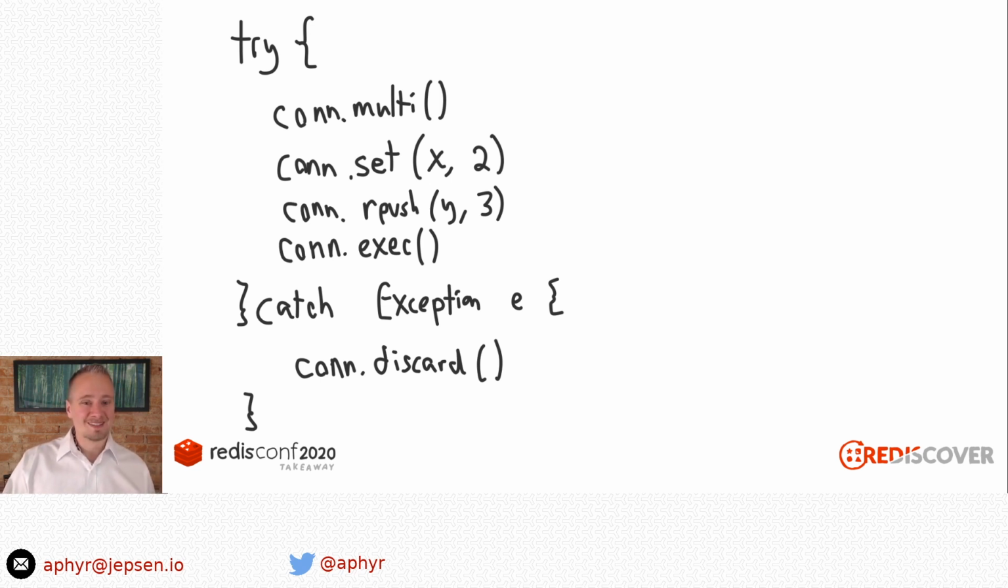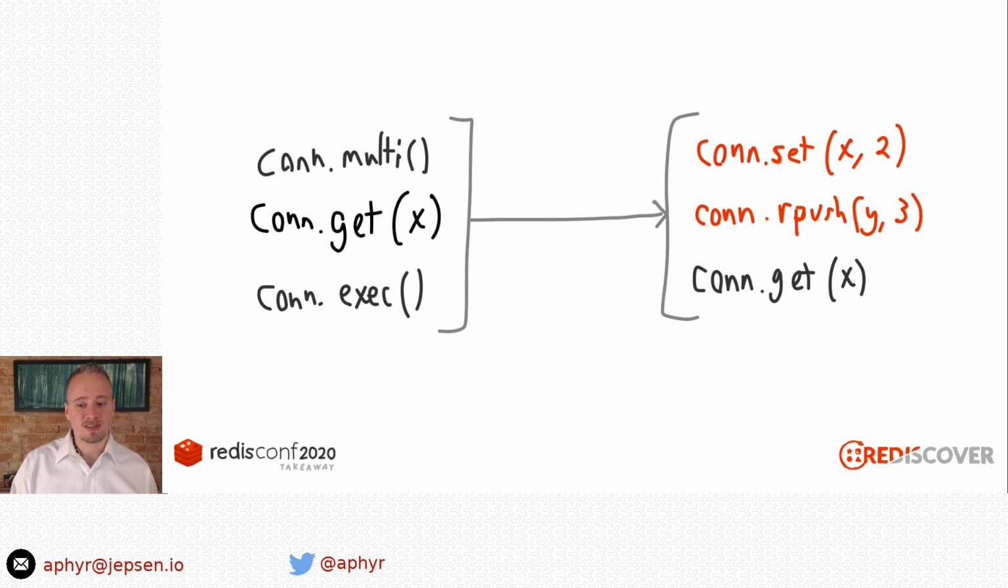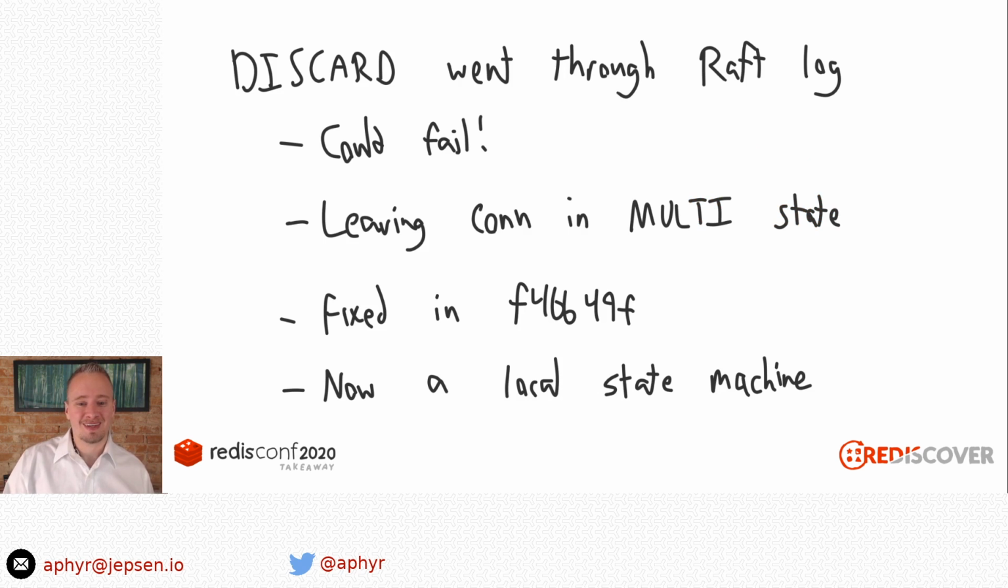Mostly. Sometimes the discard operation would fail, and those set and push operations would be saved for later and appear in later reads. So at some later time, you might start a multi-exec and make, say, a single get operation in it. And what would actually get executed would be a set, an rpush, and then a get. So you could have some strange state get returned to you that you didn't plan on executing, as well as mystery side effects.